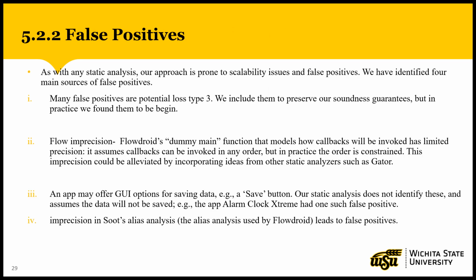False positives. As with any static analysis, our approach is prone to scalability issues and false positives. We have identified four main sources of false positives. One is that many false positives are potential loss type 3. The second source is flow imprecision. The third is that an app may offer a GUI option for saving data. And the last one is imprecision in the alias analysis.